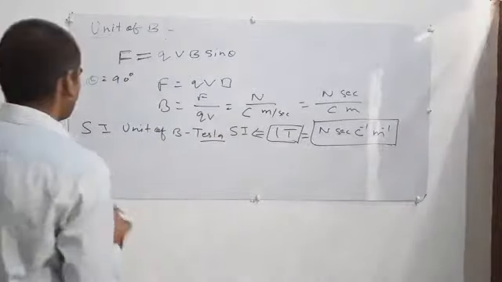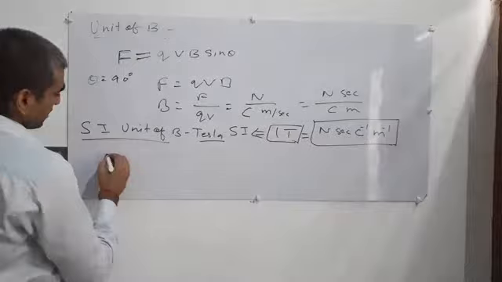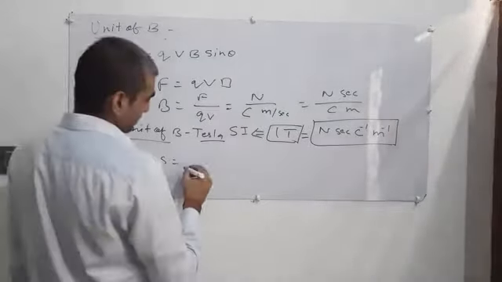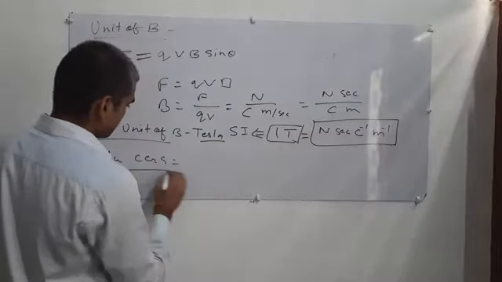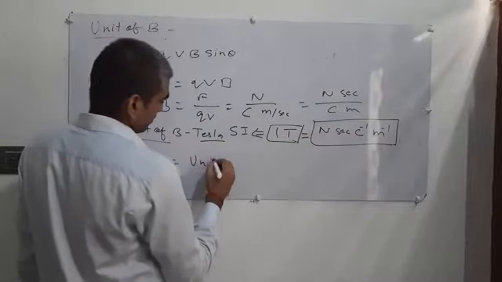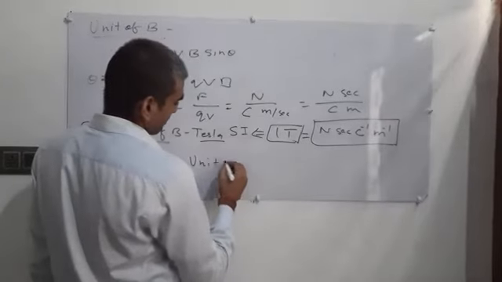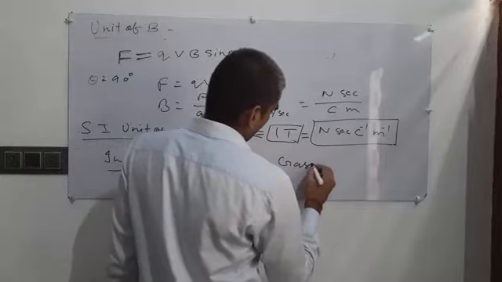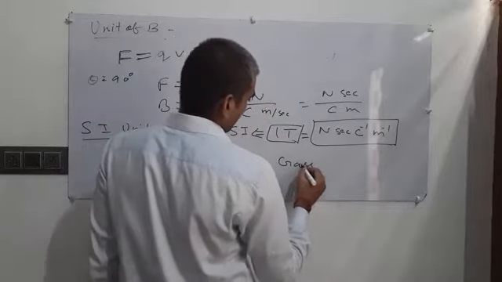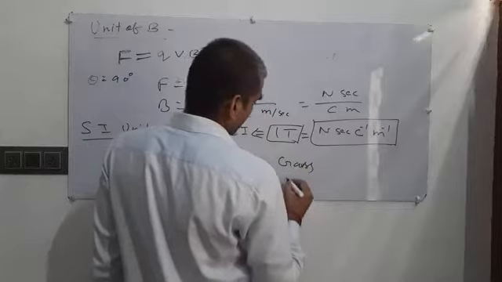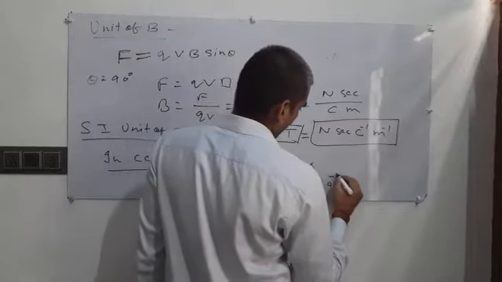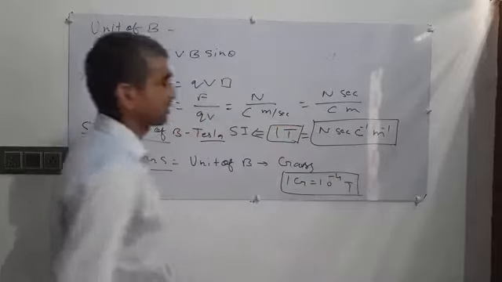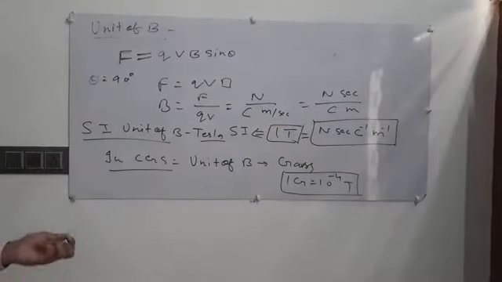And in CGS, the unit of magnetic field is Gauss. And 1 Gauss equals 10 to the power minus 4 Tesla. This is the unit of B.